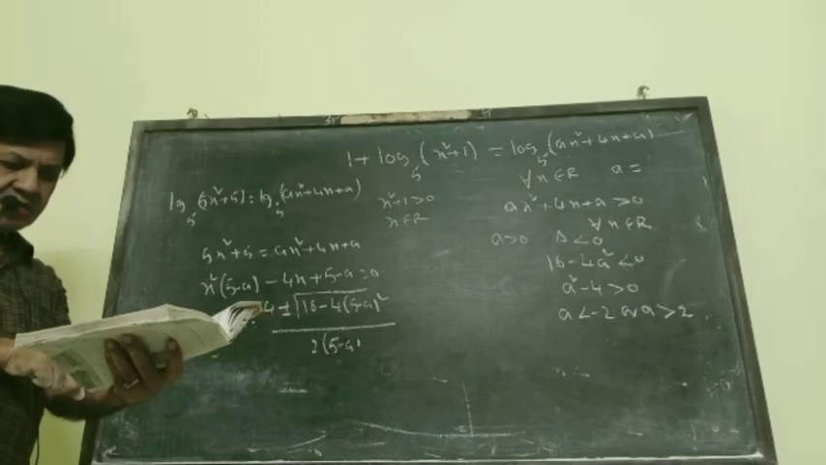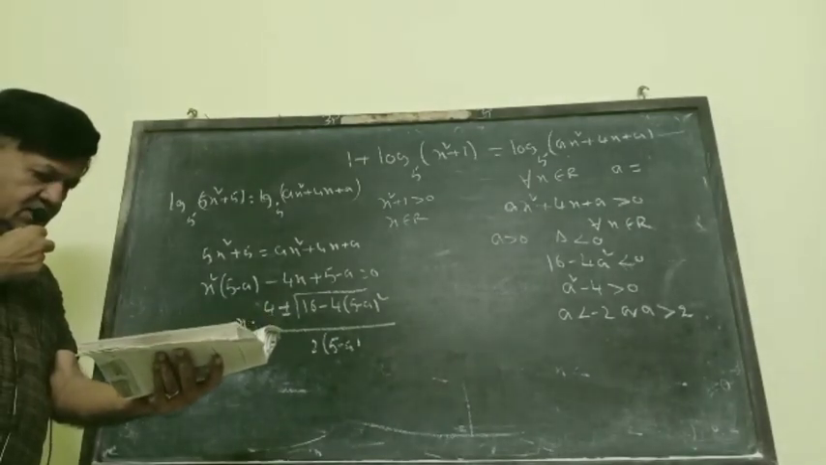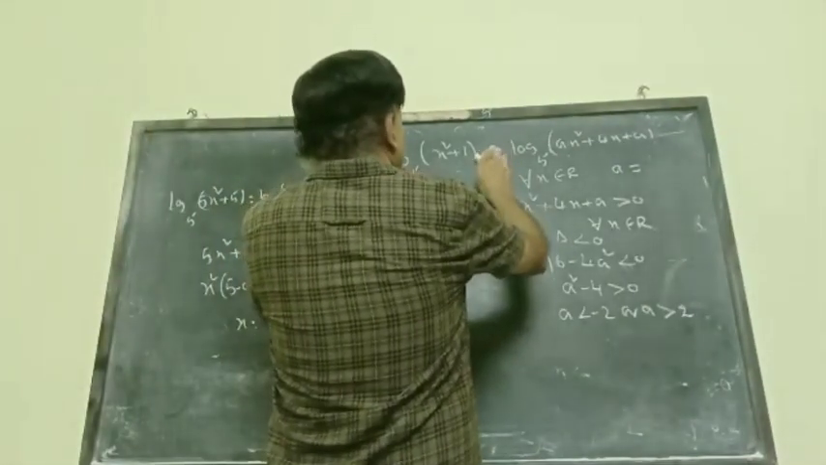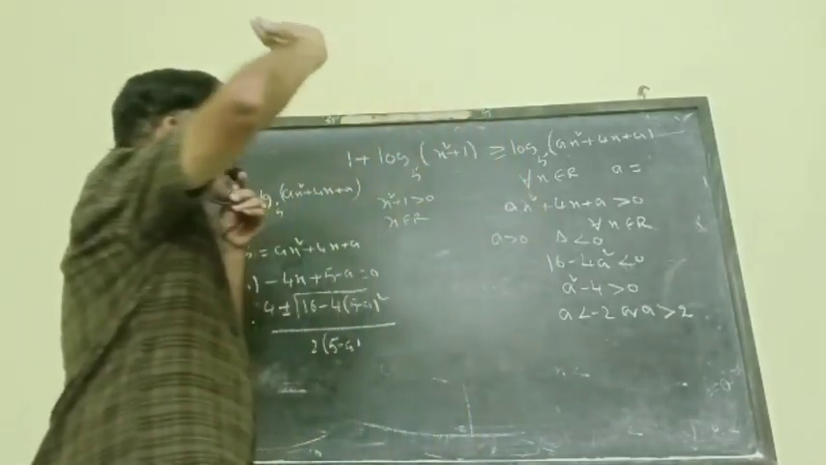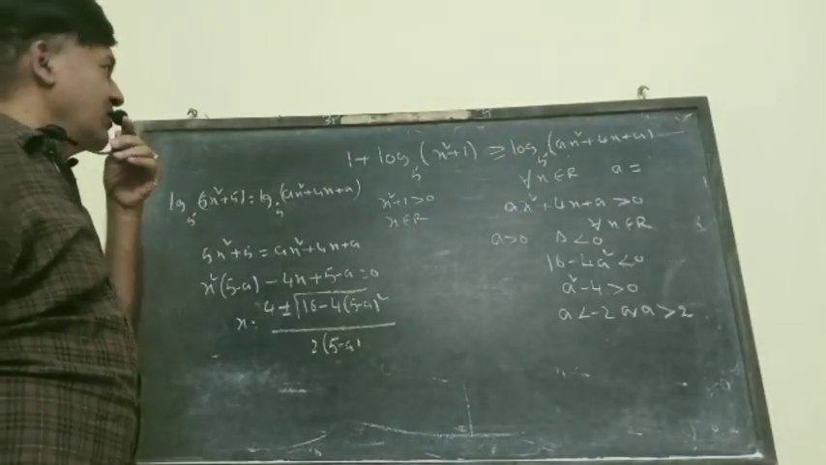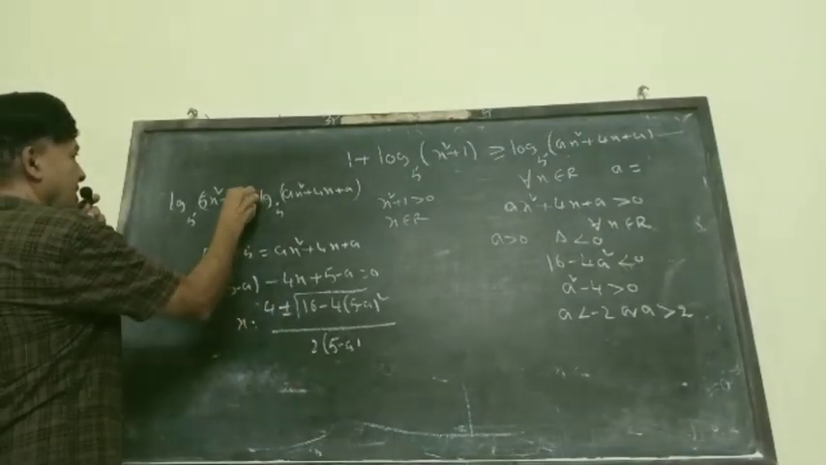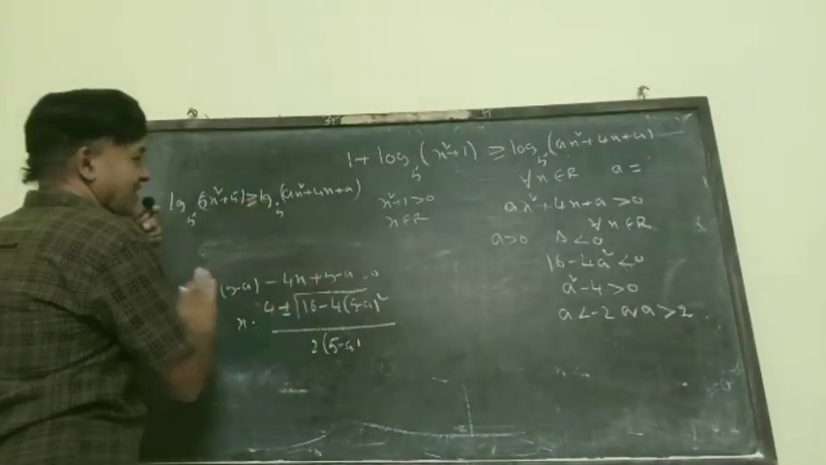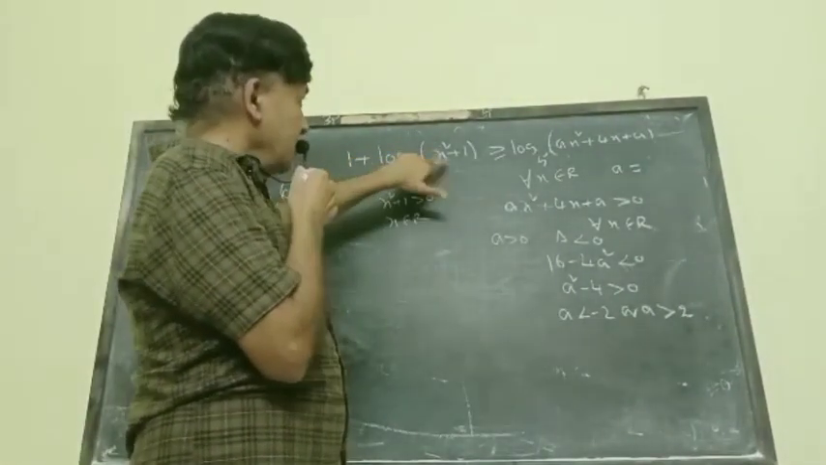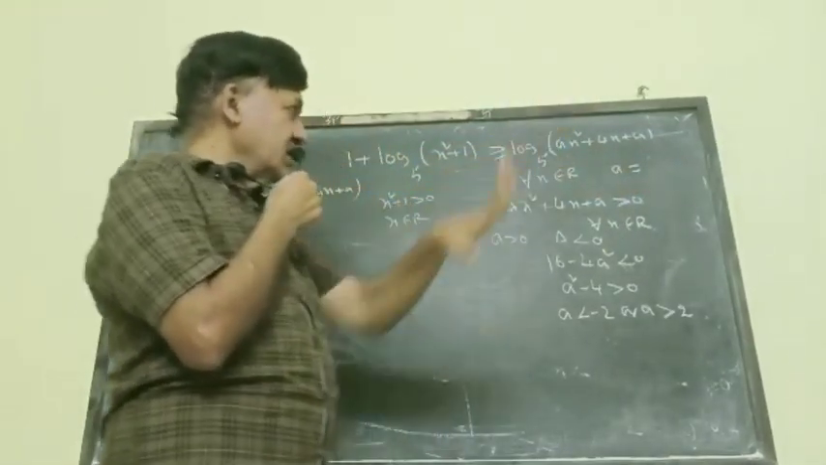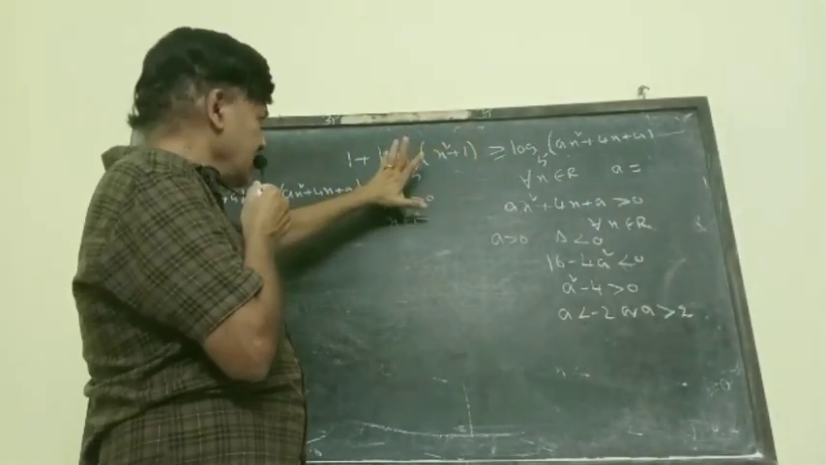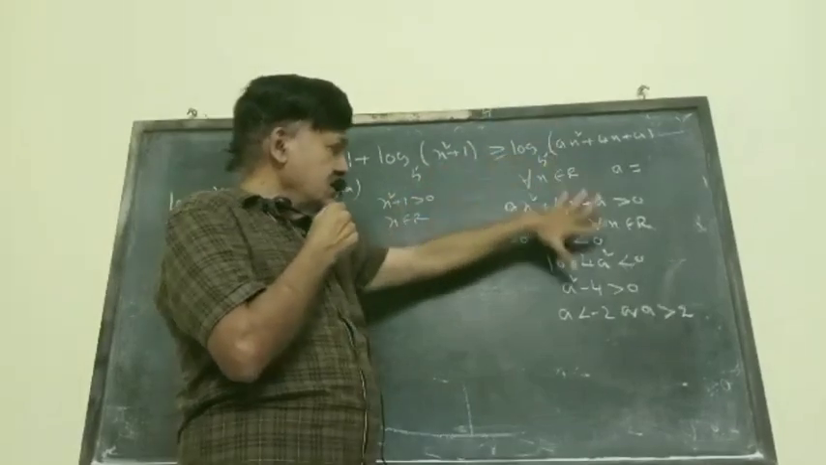See, log of x square plus 1. Oh sorry, very sorry. This should be greater than or equal to. Please correct this. This should be greater than or equal to. Sorry. Please correct this. So the problem is 1 plus log of this greater than or equal to this for all x belonging to R. Please correct this. And this is a greater than or equal to sign. Then this is okay.